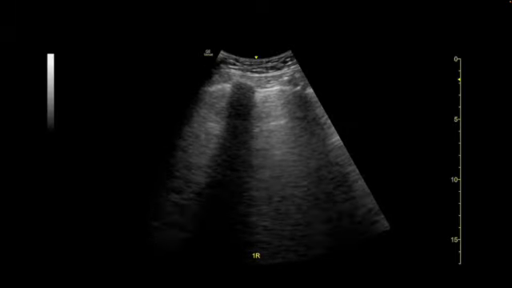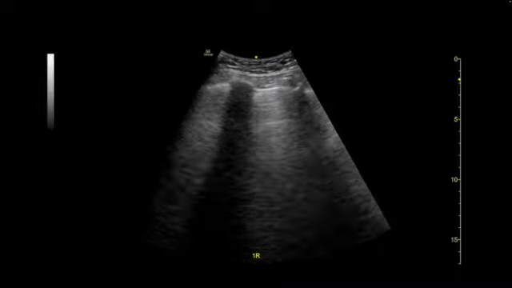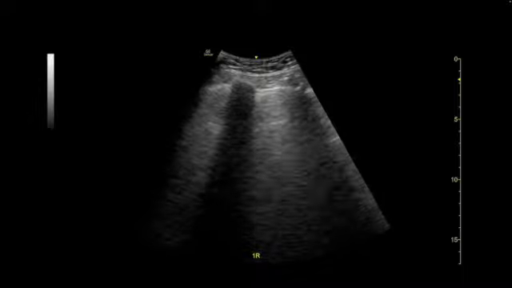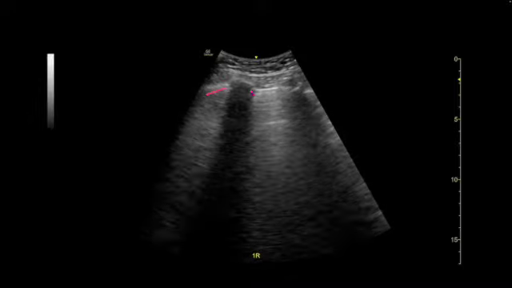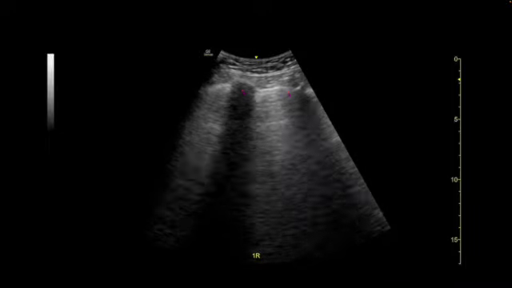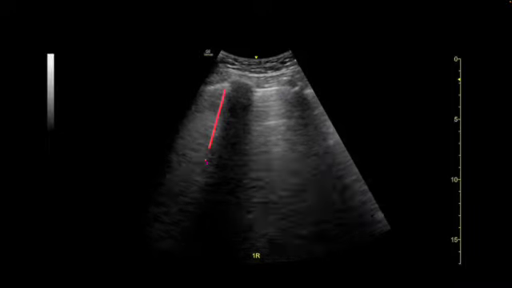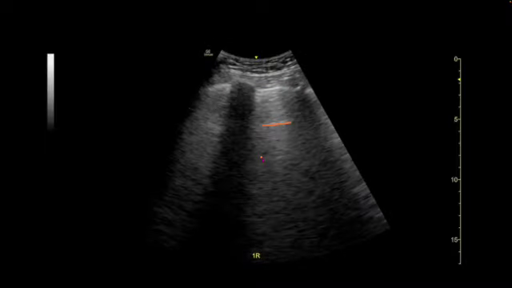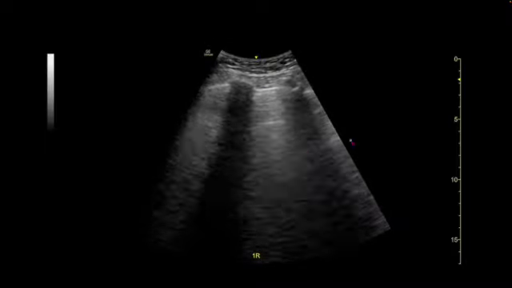So again, you're looking at bilateral hemithoraces. You are lawn mowing throughout. So this is the right side. We have good pleural sliding. We know she doesn't have a pneumothorax in this lung region we are looking at. We do not see any B lines. In fact, we have nice A lines indicating well aerated lung in this area.